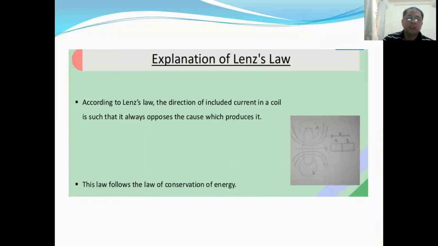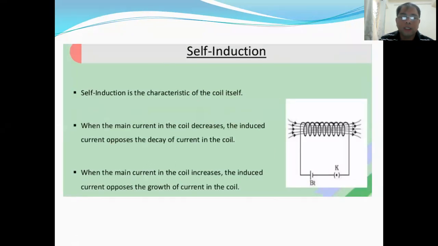Okay, so for our Lenz law, according to Lenz law, the direction of the induced current in a coil is such that it always opposes the one that caused or produced it. So there's this slowing down of the motion of the coil there. So there will be a kind of difficulty in the motion of the magnet there.